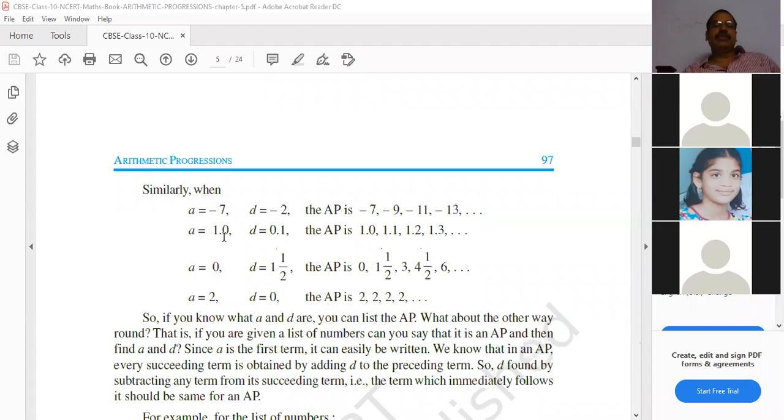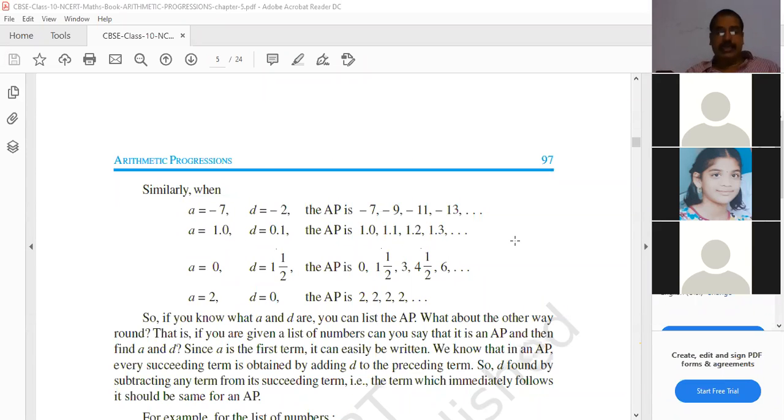Next, A is 1.0, D is 0.1. First term is 1.0, D is 0.1, so 1.1, 1.2, 1.3. Next 1.4, 1.5, 1.6, 1.7, 1.8.